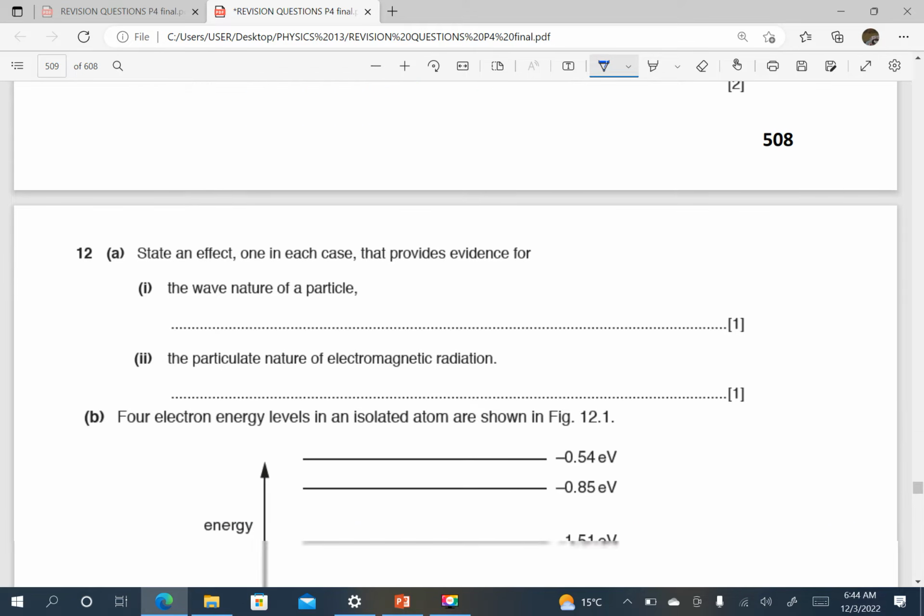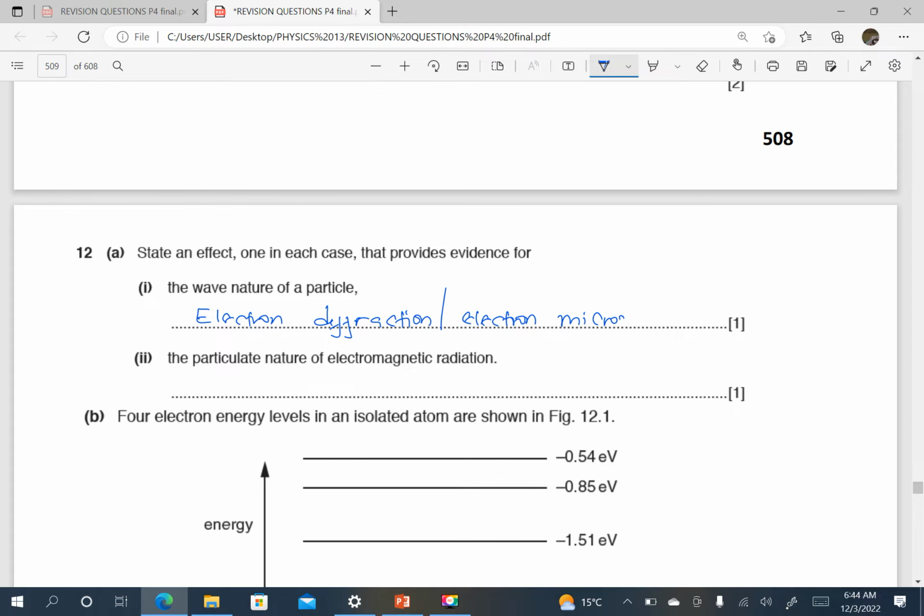State an effect, one in each case, that provides evidence for the wave nature of a particle. The wave nature is basically provided by electron diffraction. We have already seen this. Electron diffraction shows that a particle is behaving as a wave, because diffraction is a property of a wave. Electron diffraction implies the electron microscope, because the electron microscope relies on electron diffraction. So I can simply say the electron microscope is also the evidence. Electron microscope or electron diffraction, it is the same thing. You don't mention both at the same time.